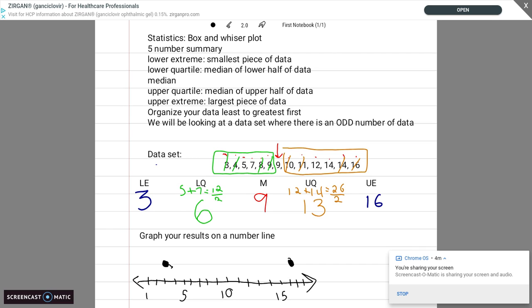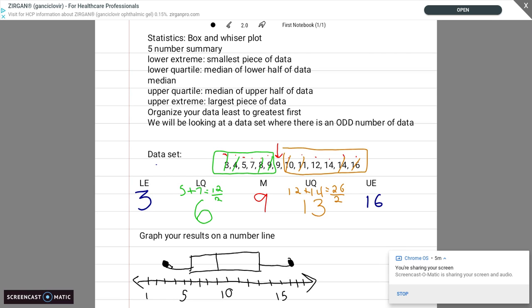The next thing you need to graph is the lower quartile. I'm going to make that a line. The median is also going to be a line. And the upper quartile is also going to be a line. So now we create our box. Connect all the lines together to make a long rectangle. And then connect your whiskers to it.